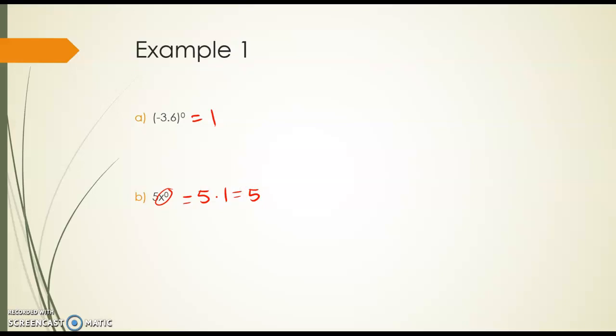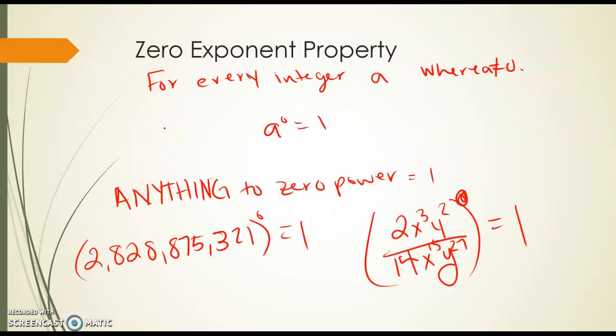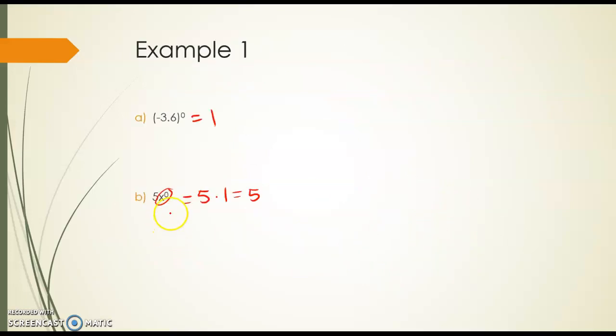So anything to the 0 power is 1. We've just got to be careful of what is to the 0 power. If it's in parentheses, like I did with this one here, that being to the 0 power is all 1 because all of it was to the 0 power. When we look at example B, only the x is to the 0 power. So be careful for that.